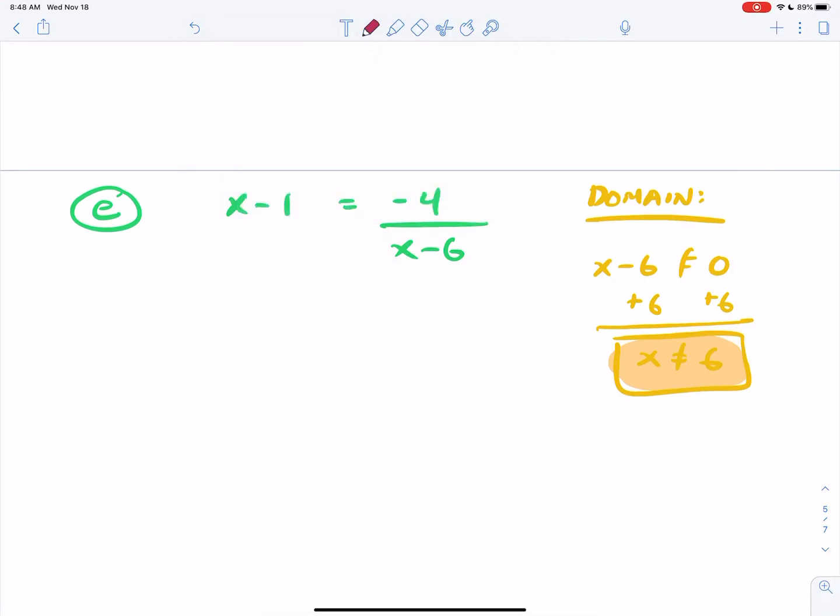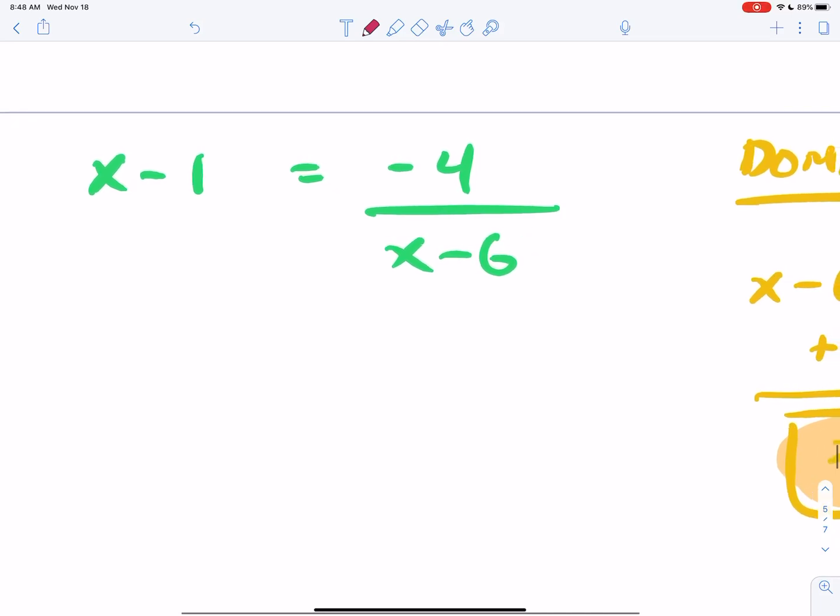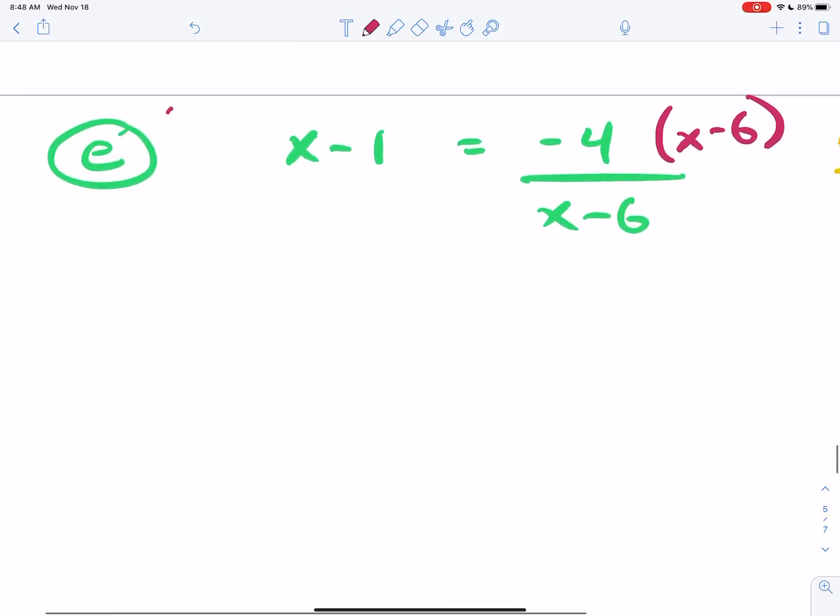We don't like fractions, so let's get rid of it. So if I have an x minus 6 denominator, I'm going to multiply by x minus 6. But what I do to one side, I have to do to the other. Okay, that allows me to cross out my denominators here.